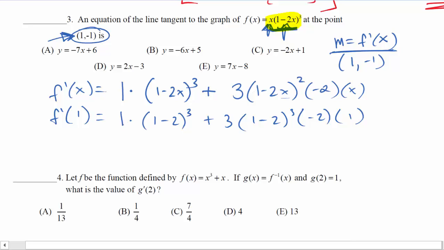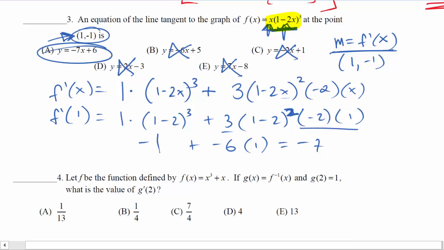Let's do a little cleanup. The 1 really doesn't matter here. 1 minus 2 is negative 1 cubed is still negative 1. This will be, let's see, a 3 and a negative 2 and 1 gives me negative 6 times negative 1 squared, which is positive 1. I'm sorry, yes. Negative 1 and negative 6 give me negative 7. So really, I only need to find the answer that has a slope of negative 7. This has a positive 7, so that can't be it. Negative 2, negative 6, positive 2. There's our answer. It's A.